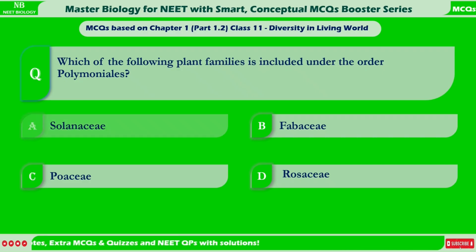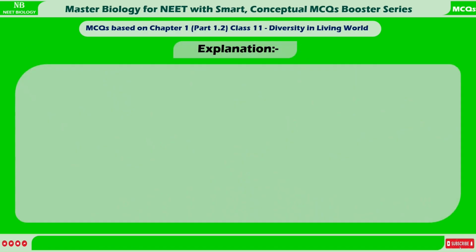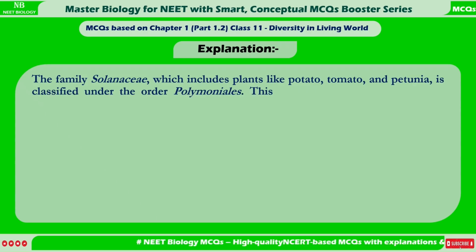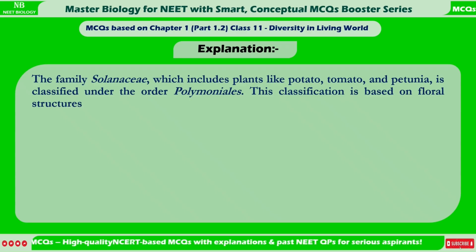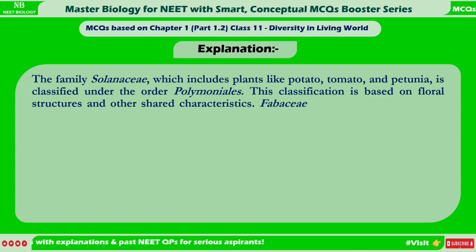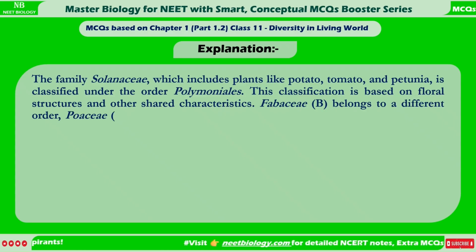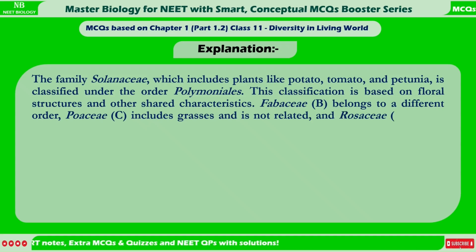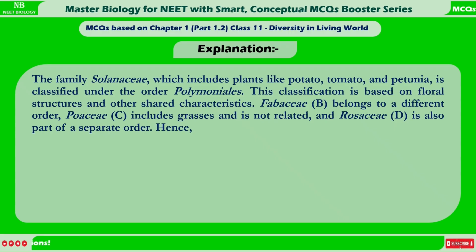Correct answer is A. Solanaceae. Explanation: the family Solanaceae, which includes plants like potato, tomato, and petunia, is classified under the order Polemoniales. This classification is based on floral structures and other shared characteristics. Fabaceae (B) belongs to a different order, Poaceae (C) includes grasses and is not related, and Rosaceae (D) is also part of a separate order. Hence, only Solanaceae fits under Polemoniales.